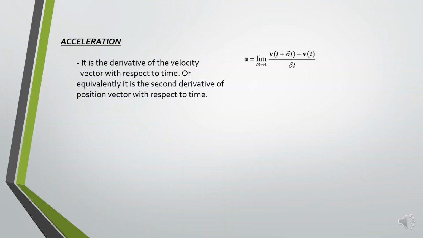So last, acceleration. By definition, it is the derivative of the velocity vector with respect to time, or equivalently, it is the second derivative of the position vector with respect to time. Acceleration is a vector, therefore it can be expressed in terms of its Cartesian components. a is equal to ax i plus ay j plus az k.